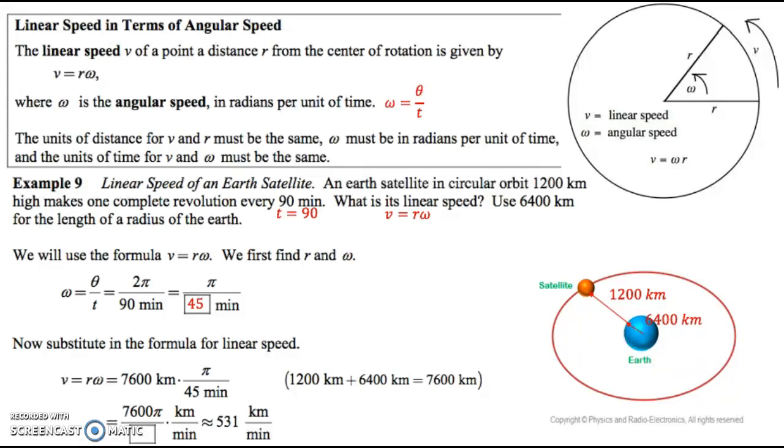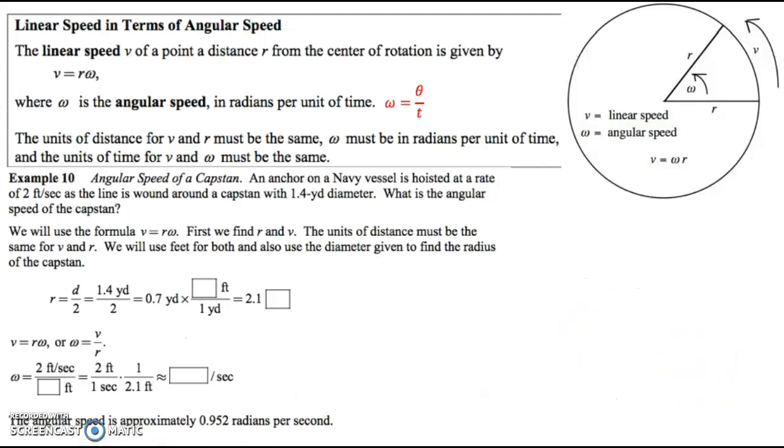And now we can substitute the rest for our linear speed since we're trying to find linear speed. We know the total radius is 7,600 kilometers times the angular speed in radians per minute, pi over 45. Multiplying, we see we have 7,600 kilometers times pi over 45 minutes gives us approximately 531 kilometers per minute is the rate at which it's traveling.